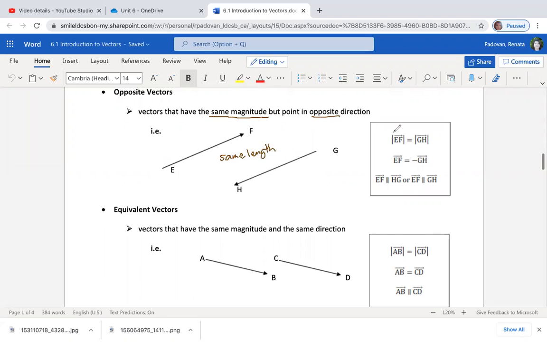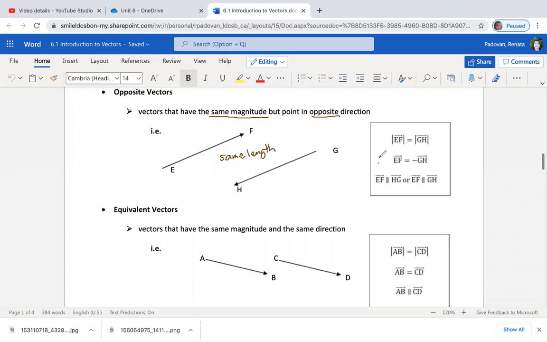Okay, so again, this indicates magnitude. The vertical lines on either side are the absolute value sign there. So the magnitude of vector EF, tail to head, EF, is equal to the magnitude of vector GH, starting with the tail, G to H. So this is just saying that they're equal, meaning equal in length. That's all that that's saying, is that they're equal in length. We're not saying that they're opposite yet.